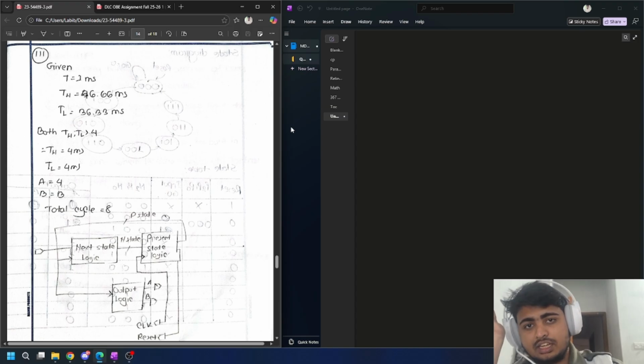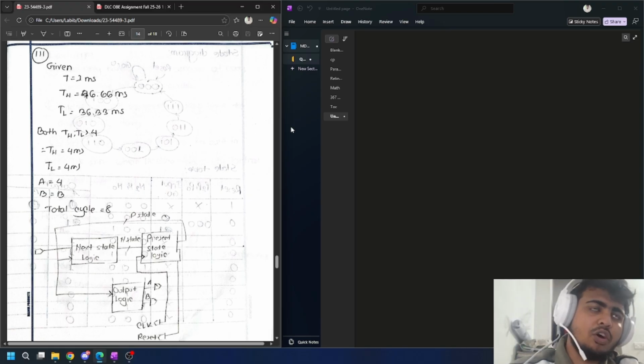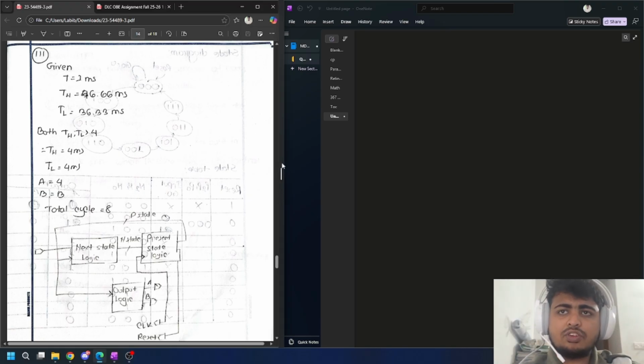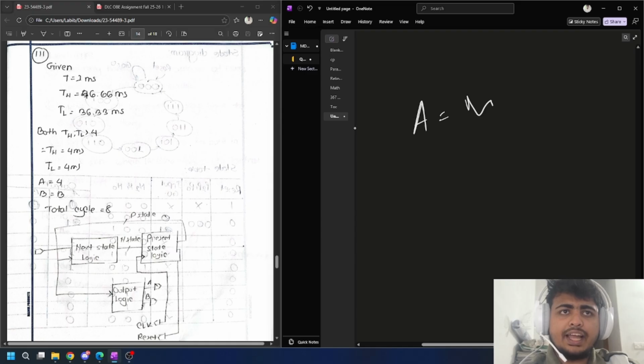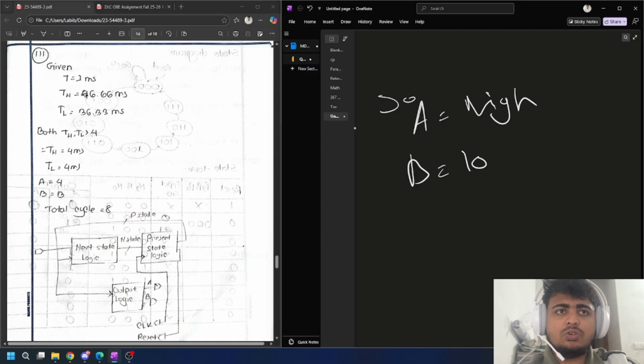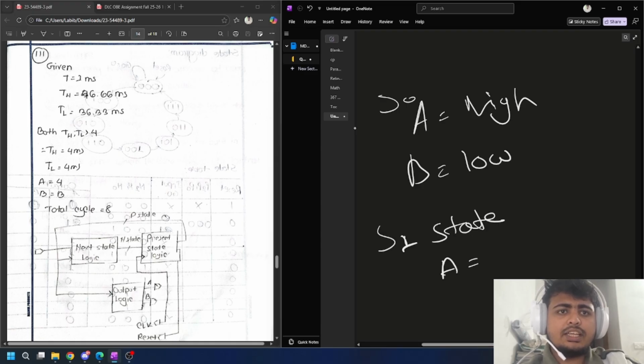For this actual segmentation, we got two states here. For the first state, S0, A is high and B is low. Same when the S1 state is there, we get A equals low and B equals high. This is how the finite state machine works.